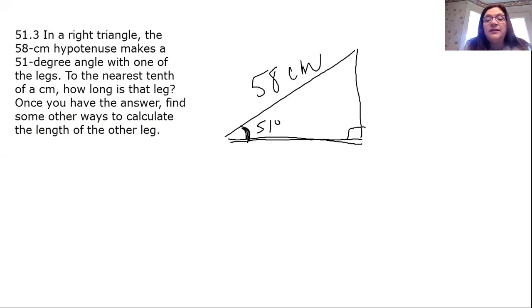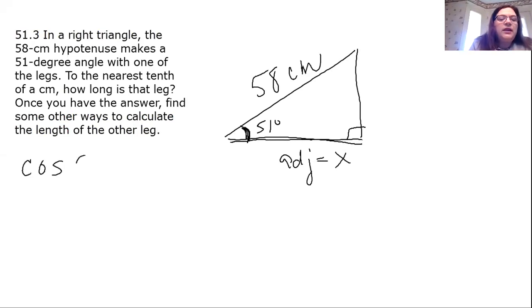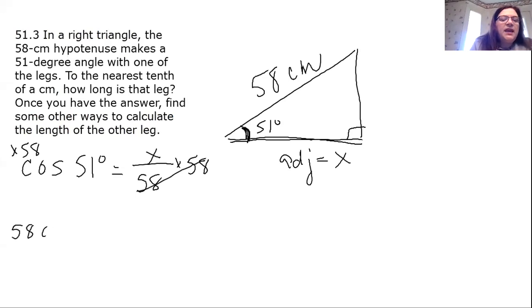Well, if the angle is touching, that's the adjacent, right? That's our x. How long is that leg? If it's adjacent and we know the hypotenuse, that's our new ratio. Cosine of our angle equals adjacent over hypotenuse. So I'm multiplying both sides by 58, multiply by what's on the bottom. Those cancel out. I've got 58 cosine 51 degrees equals x.